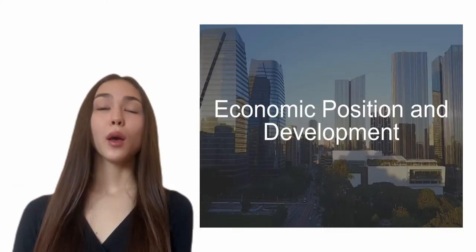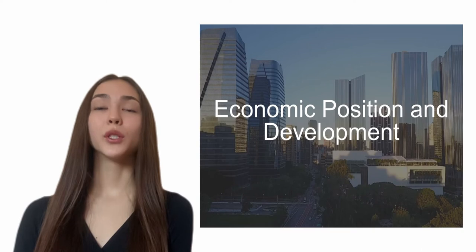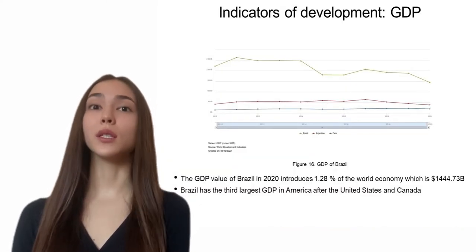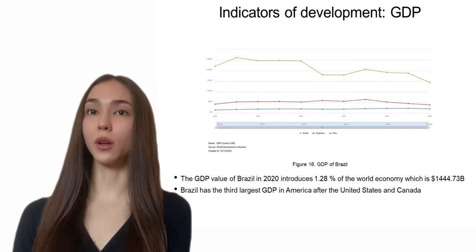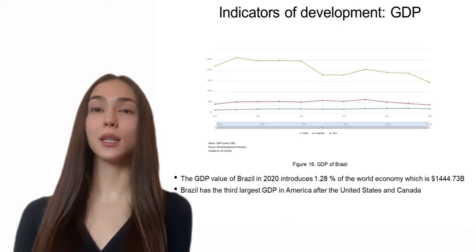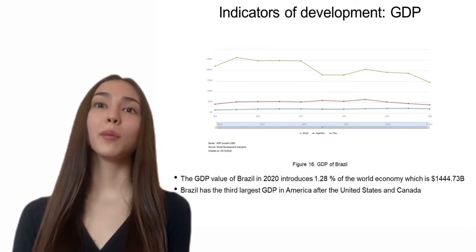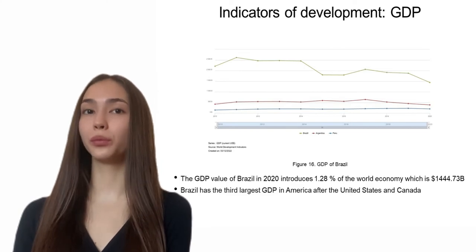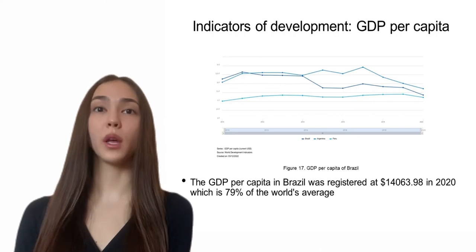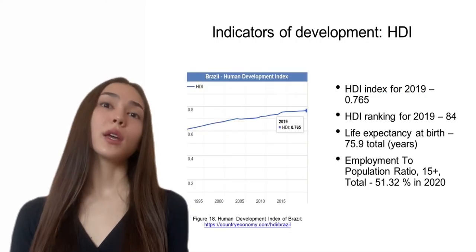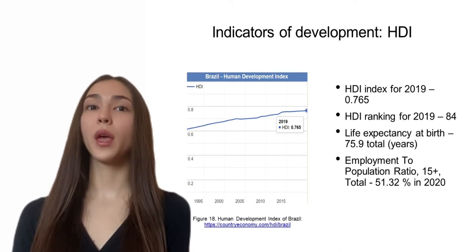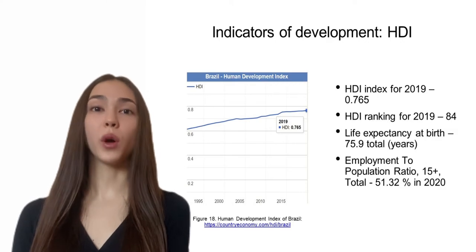Now I would like to talk about economic position and development of Brazil. According to World Bank, the gross domestic product in Brazil is 1.28% of the world economy. As you can see on the graph, the GDP of Venezuela and Argentina is less by about 1,000 and Peru by 1,200. The GDP per capita is equivalent to 79% of the world's average. The HDI index for 2019 is 0.765. The employed population is 51%.